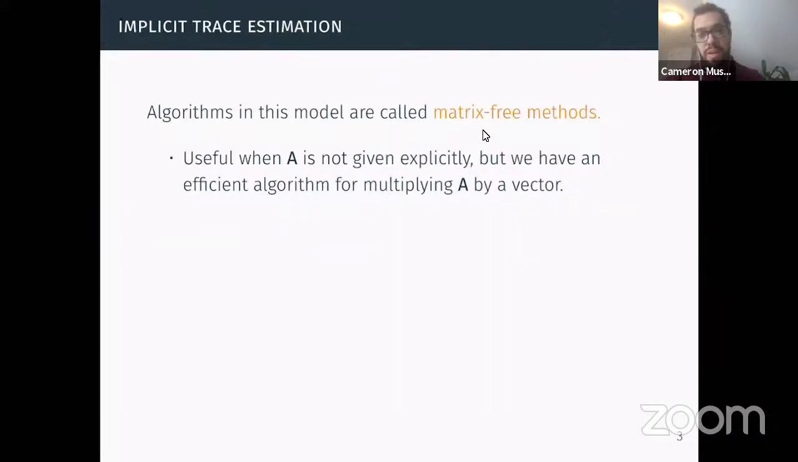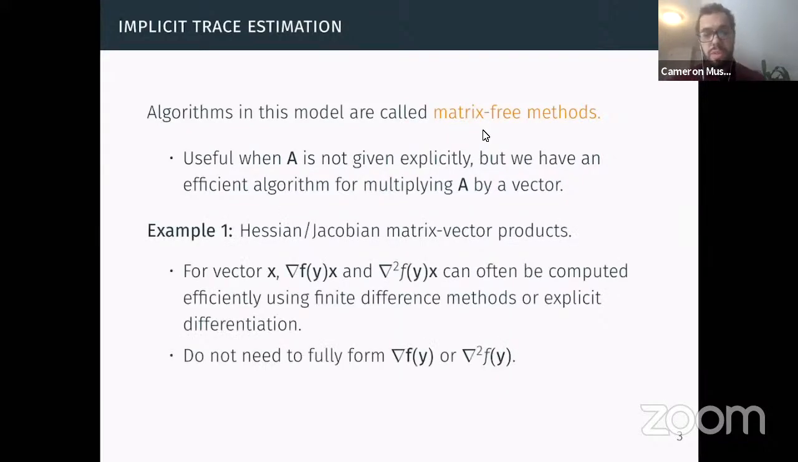And this appears in a lot of contexts. I'll just give two examples. One would be when A is the Hessian or the Jacobian of some function. For some vector x, we're able to compute the product of the Jacobian with that vector, or the product of the Hessian with that vector, in many cases using either finite difference methods or explicit differentiation, even though it would be very expensive to fully compute that Jacobian or Hessian and write it down explicitly.